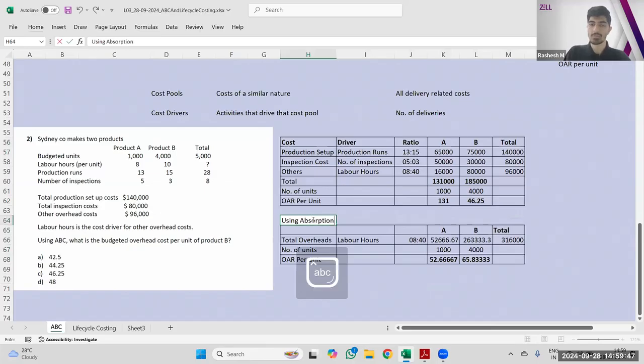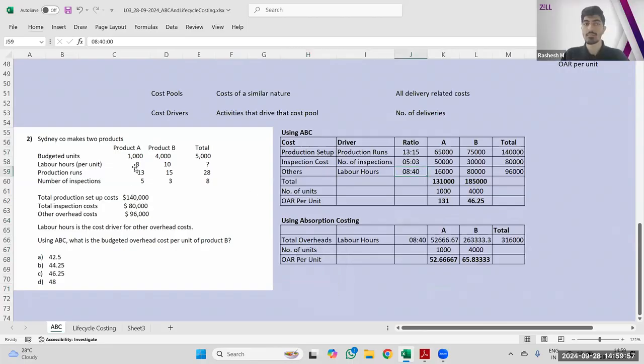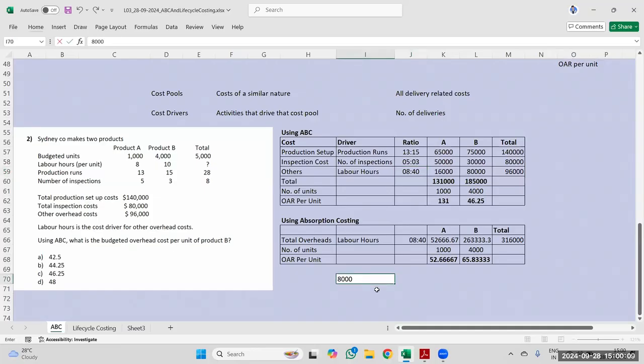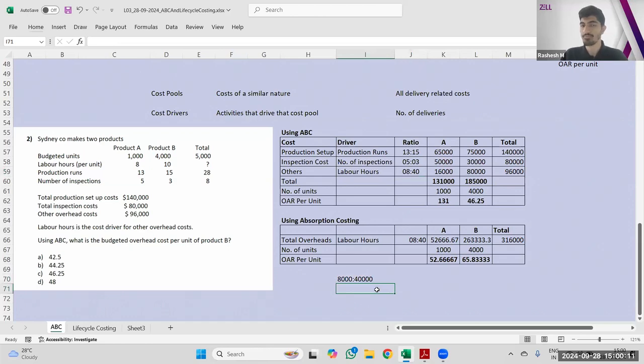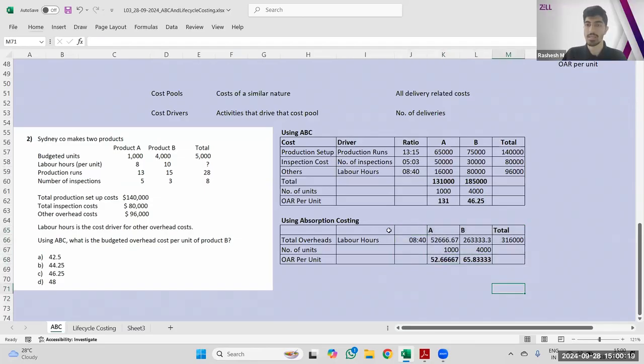Yes, someone else had a question? Yes, sir. Sir, how do you get 8 is to 40? Yes, so 8 is to 40. Total labor hours for product A are 8,000, correct? Total labor hours for product B are 40,000. So it's basically 8,000 is to 40,000 simplified. Okay, sir. I got it. Perfect. Any other questions? That's activity based costing in a nutshell.